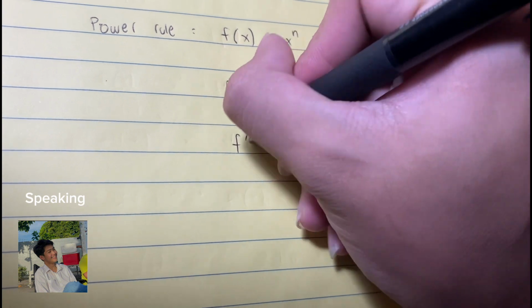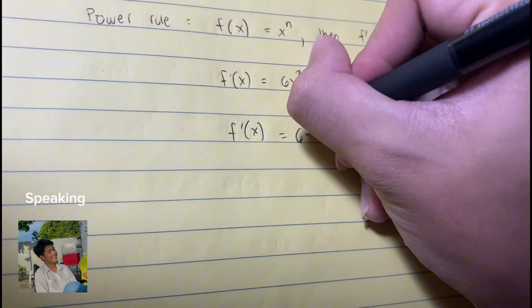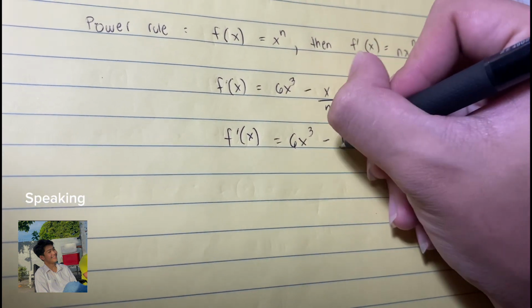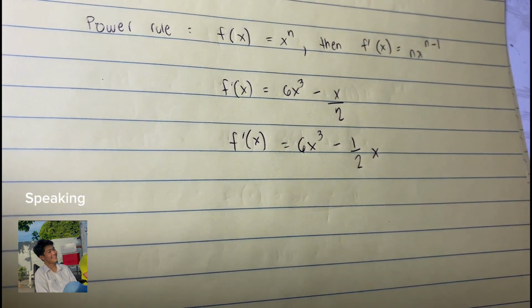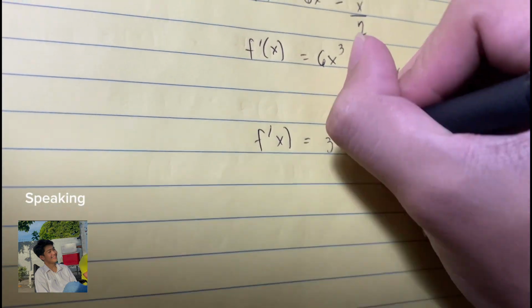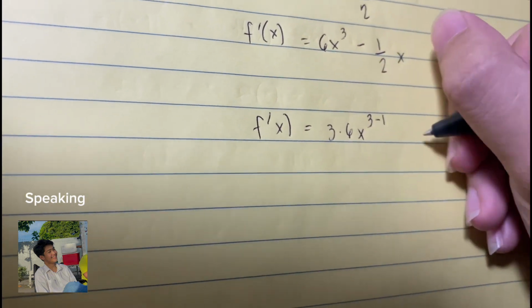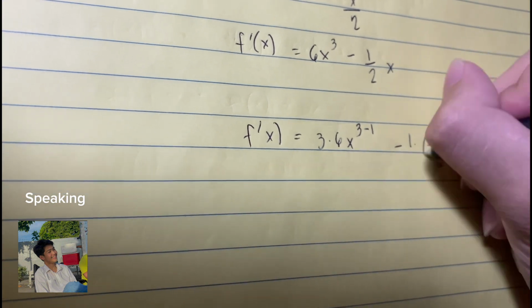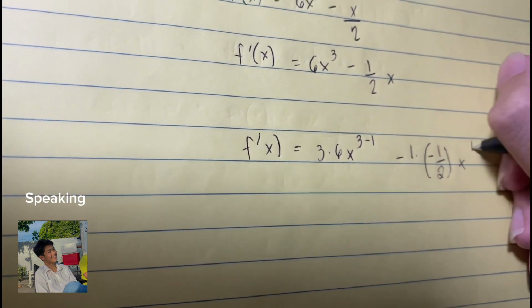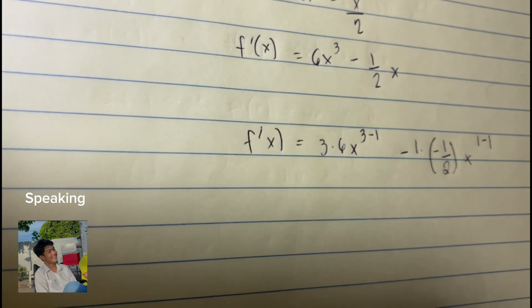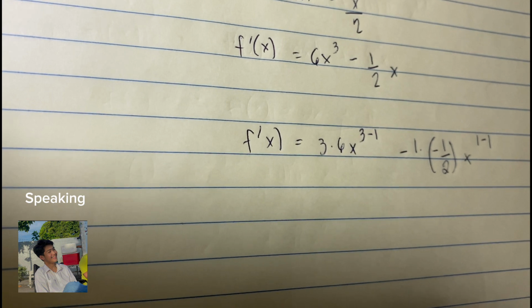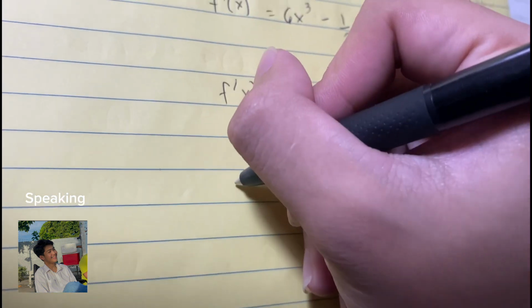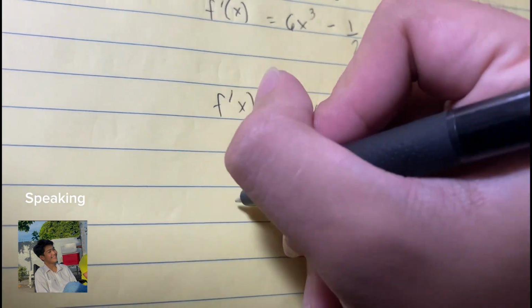Next is applying the power rule to each term. Since f of x equals 6x cubed, applying the basic rule gives us 3 times 6x raised to 3 minus 1. In the case of the next term, the constant is negative 1 half and the function is x. Why? Because the derivative of x with respect to x is 1. Since the derivative of x is 1, when we multiply it by negative 1 half, we get negative 1 half multiplied by 1 equals negative 1 half.